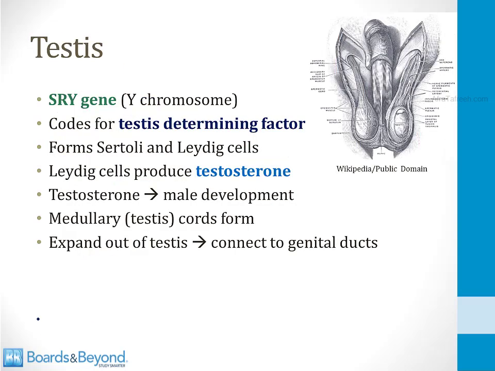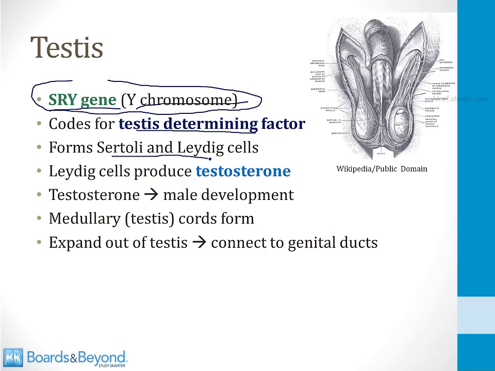If the fetus has a Y chromosome, then it will have the SRY gene, which is found on the Y chromosome. And this gene on the Y chromosome is what makes male babies male. It codes for the testis determining factor, which leads to the formation of Sertoli and Leydig cells. Once these cells form, the Leydig cells begin producing testosterone, and testosterone leads to male development.